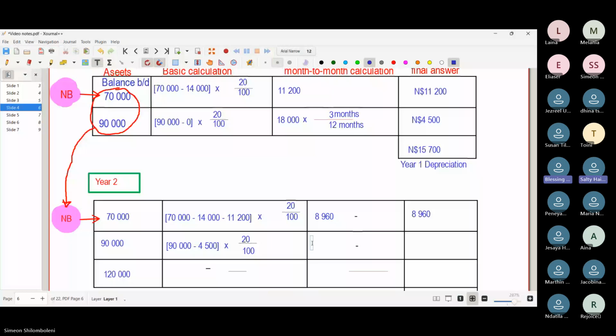90 minus 4,500 is 85,500. 85,500 times 20 over 100. Then it's 17,100 all together. 17,100 is the final answer. Is it 17,100? Yes. Good.